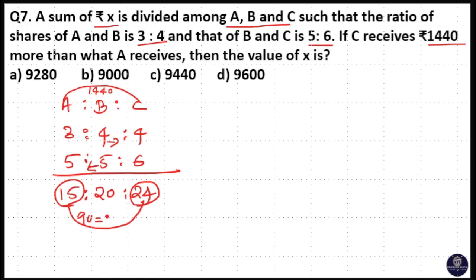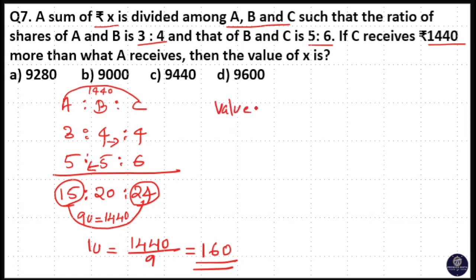So 9 units is 1440. So that means 1 unit is 1440 divided by 9. That is 14 by 9 is 1, 54 by 9 is 6, 0 comes here. So 1 unit is 160.